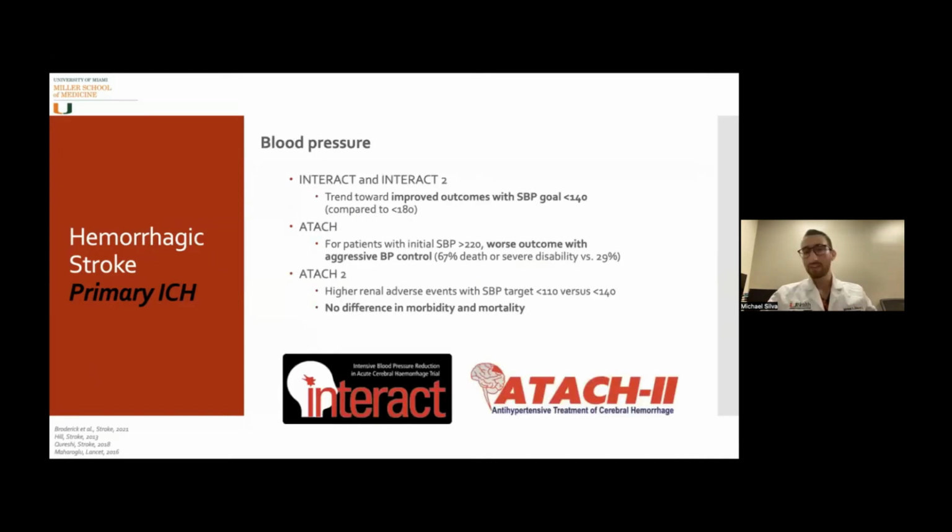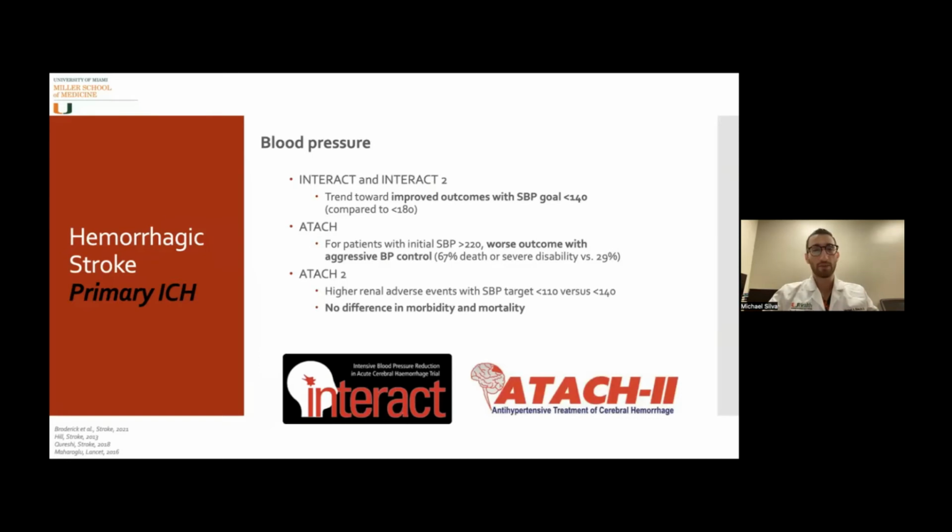So looking at blood pressure, this is a discussion that I've had with a number of the neurology residents and attendings, and I've never gotten a great answer. So looking a little bit at the data and maybe why it's not definitive what blood pressure goal should be. There have been several trials on this, mainly the INTERACT and the ATTACH trials. Initially, the INTERACT trials showed a trend, not statistically significant, but a trend towards improved outcomes with the systolic blood pressure goal of less than 140 compared to less than 180, so better with more aggressive blood pressure management.